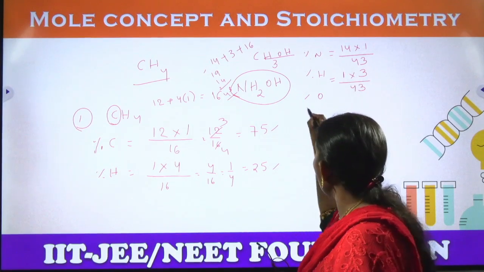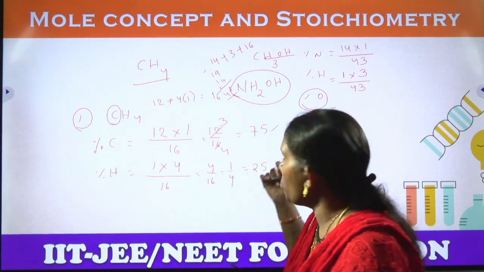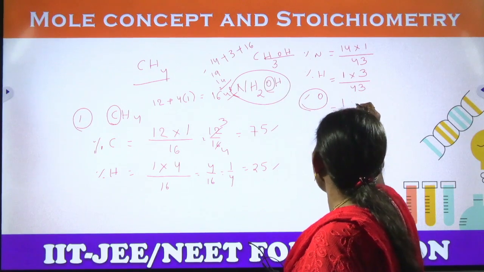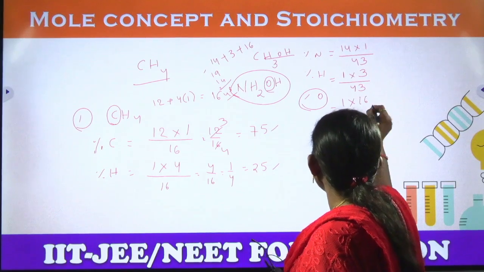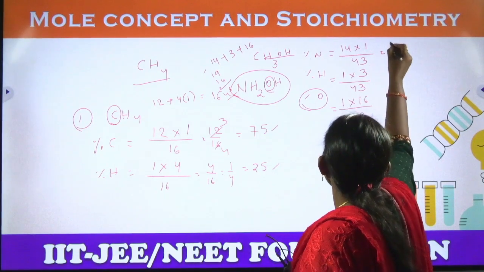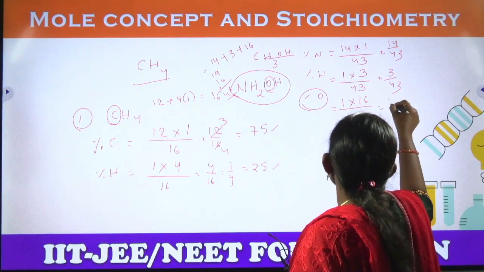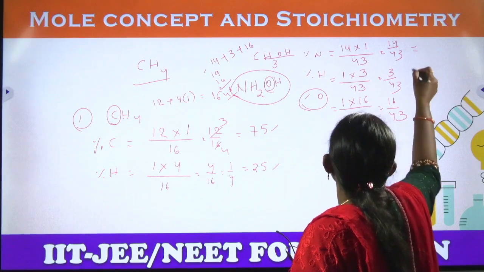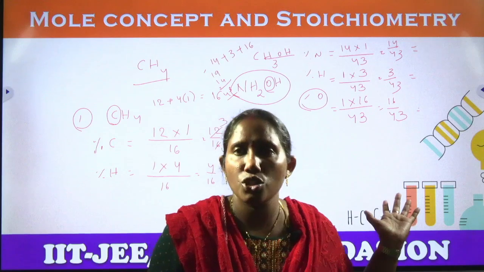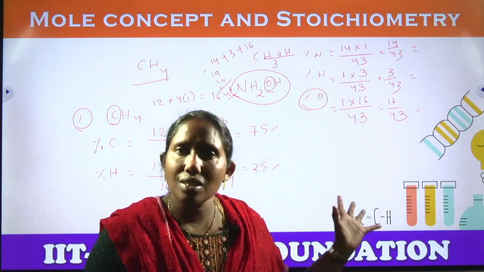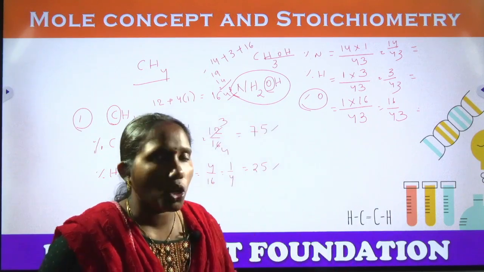If you want to calculate the percentage of oxygen, you have to take the data for oxygen. How many oxygen atoms are there in NH2OH? Only 1 oxygen atom. So 1 into the atomic weight of oxygen, 16, divided by the total, 43. If you calculate 14 by 43, 3 by 43 and 16 by 43, you will get the respective percentages of nitrogen, hydrogen and oxygen in NH2OH. So this is how to calculate the mass percentage and percentage mass for the given molecule.